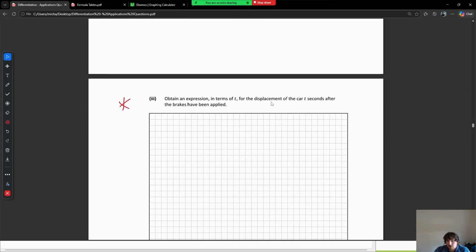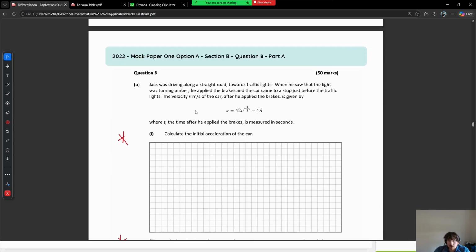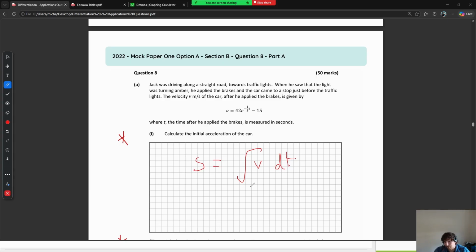Obtain an expression in terms of t for the displacement of the car after the brakes are applied. So we should know that displacement is equal to the integral of v with respect to t, okay? So we've got to integrate this expression to get displacement. So the integral of 42 e to the minus t over 3 minus 15, and then don't forget your dt. Don't be the students that go around writing no dt when you're integrating.